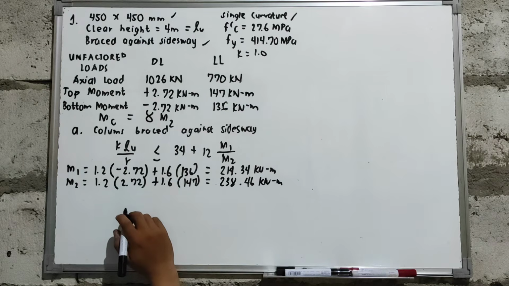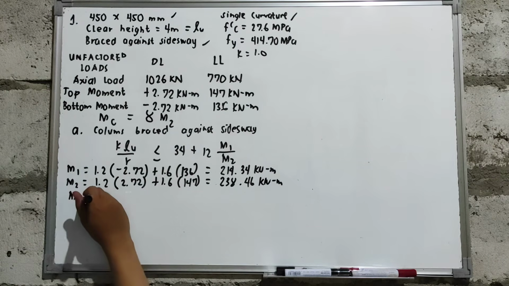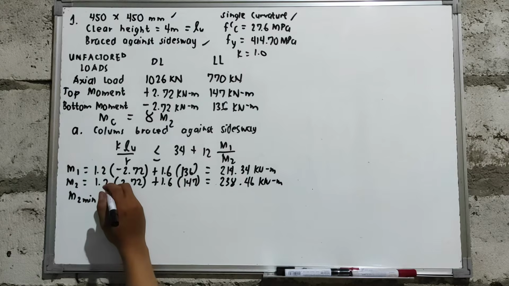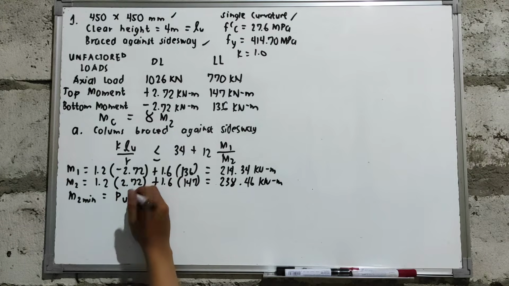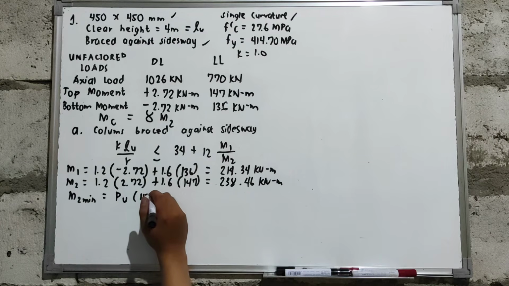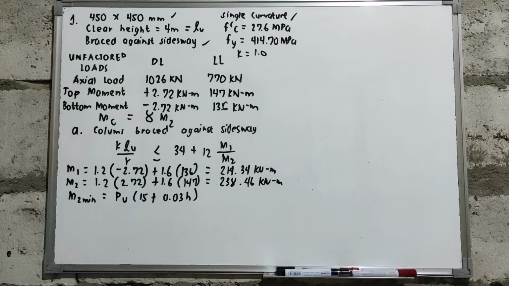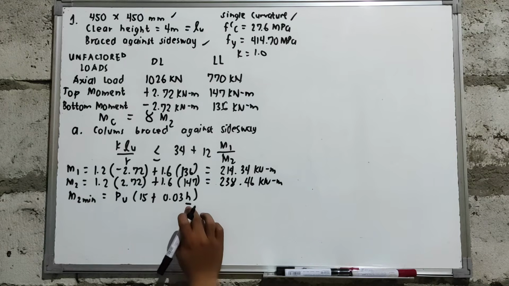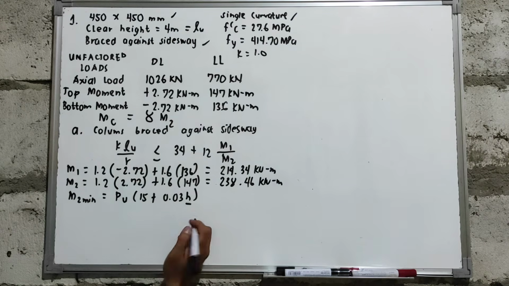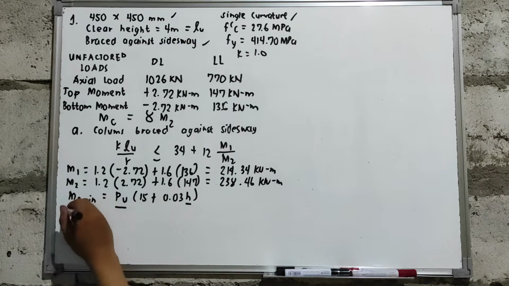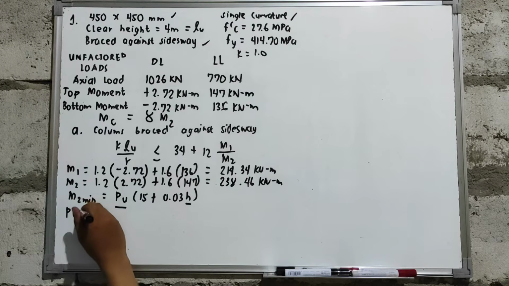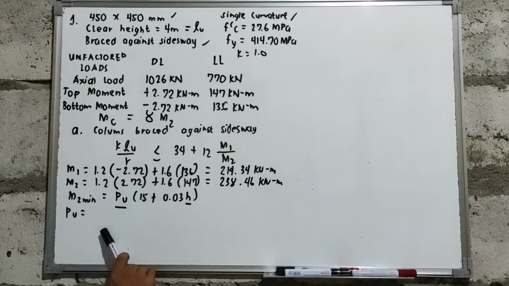So we have the minimum value for M sub 2. We will use this formula: the factored axial load multiplied by 15 plus 0.03 multiplied by h. For that, h is the height of our column, which is given as 450 mm. So only the P sub U remains to be found. So the value of your P sub U is the factored axial load.